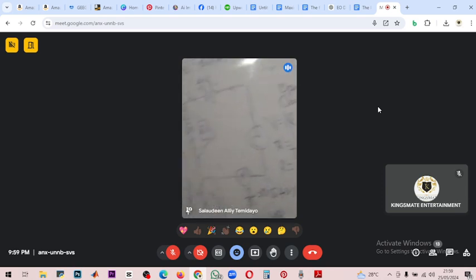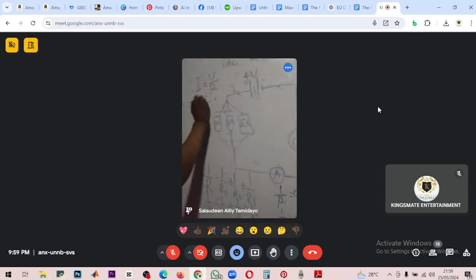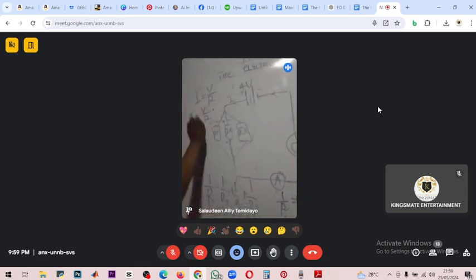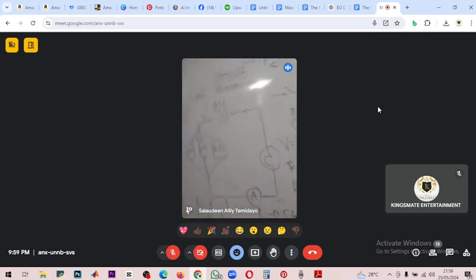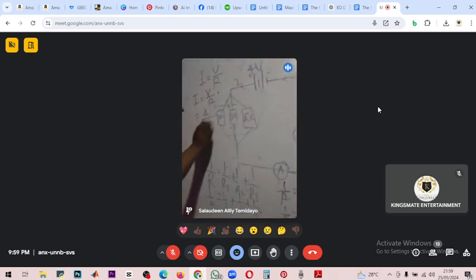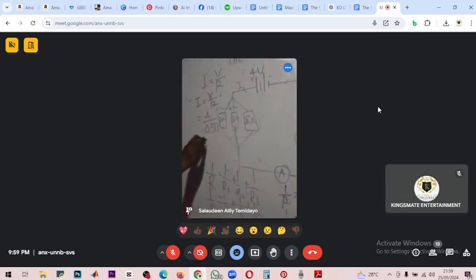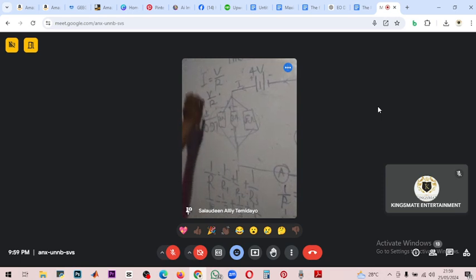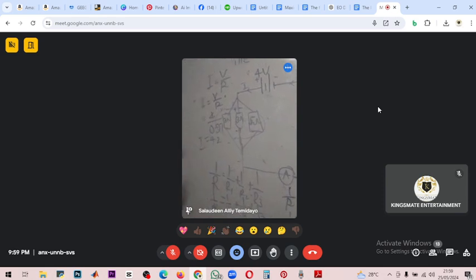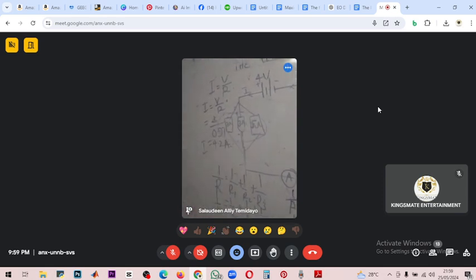So use that here now. I equals V over R. What is V? 4 over R is what? 0.97 something. With this now, I'm going to have 4.2 something. So let me approximate it to 4.2 amperes.